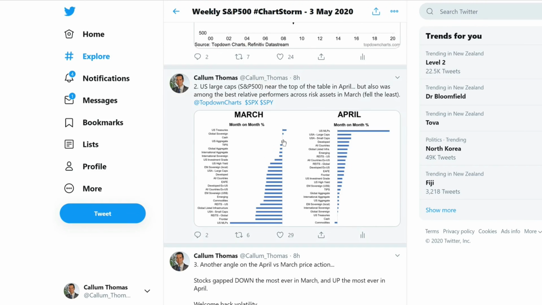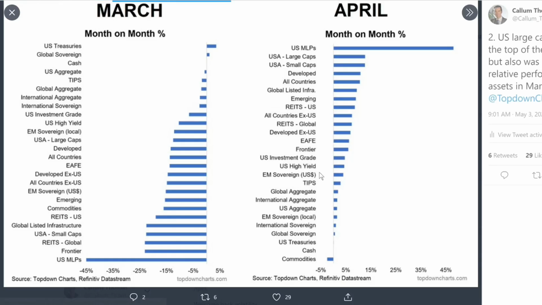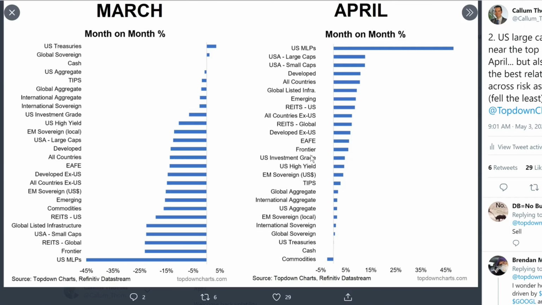On to the next one. US large caps, S&P 500, near the top of the table in April, but also was among the best relative performers across risk assets in March. So let's blow up the chart and have a look. Yeah, you can see there.